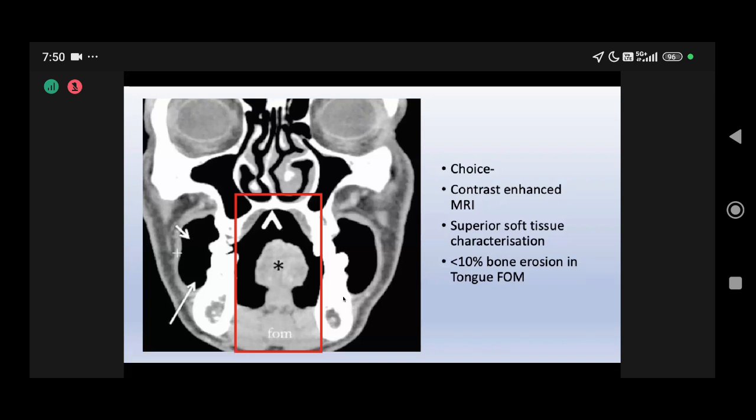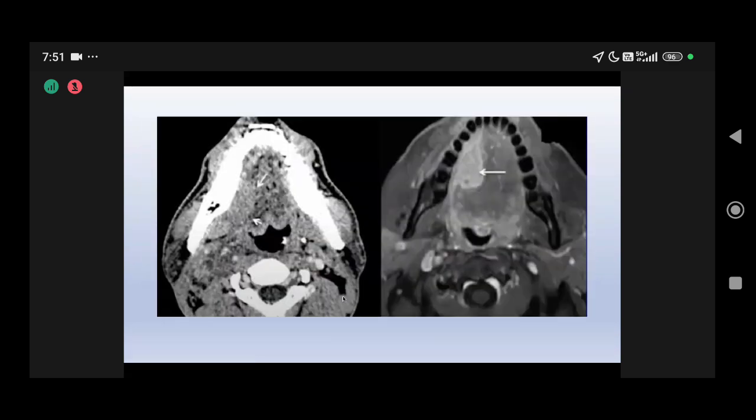So obviously, contrast enhanced MRI is usually the first choice of investigation to know the disease. It has superior soft tissue characterization, and less than 10% bone erosion happens when the tongue tumor goes to the floor of mouth, which can be seen by plain CT bone windows with contrast enhanced MRI. As you can see in this slide, on the left side is your CT scan, and on the right side is your contrast enhanced MRI. You can very well see the delineation of disease, which is much better on the right side of your slide.